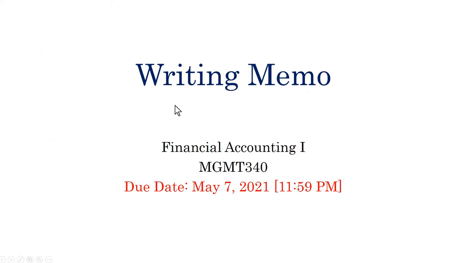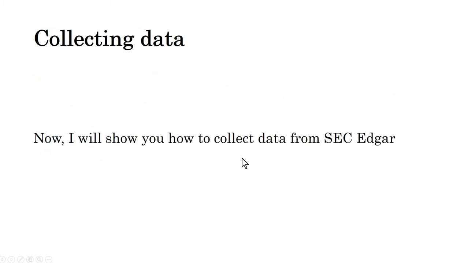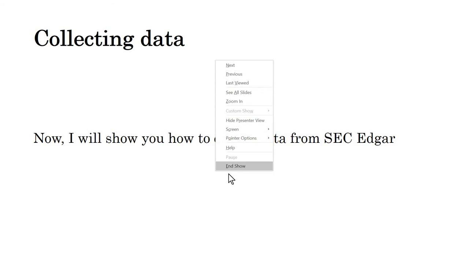This is the writing memo, and it will be due by May 7, 2021. What you have to do is collect data on ASC 606 from SEC EDGAR, meaning the Securities and Exchange Commission EDGAR. I will show you how to collect data, analyze the data in Excel, report your data, and finally write a memo. Okay, so now I will show you how to collect data from the SEC EDGAR.